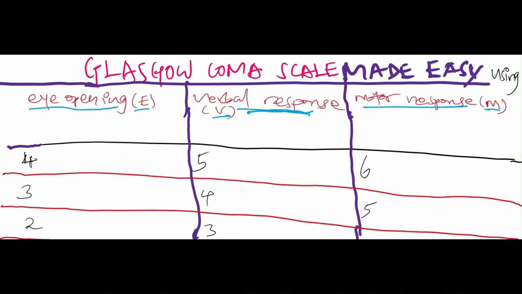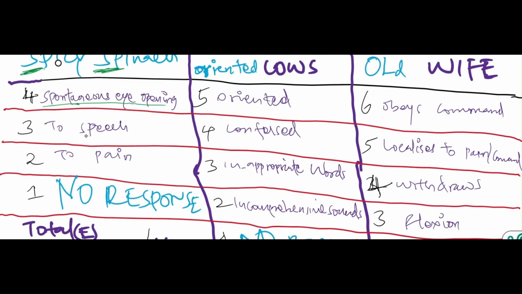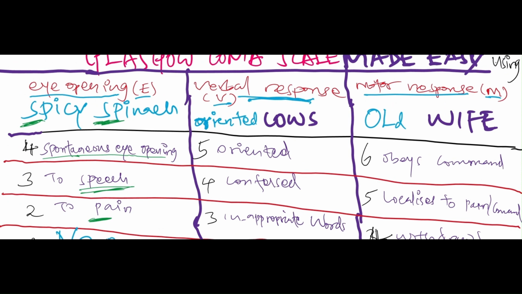For eye response, we use the mnemonic spicy spinach. This mnemonic will help you understand the four components of eye opening. The first S is spontaneous eye opening, number 4. The second S is response to speech, and the P is response to pain. The lowest score, number 1, is always no response.